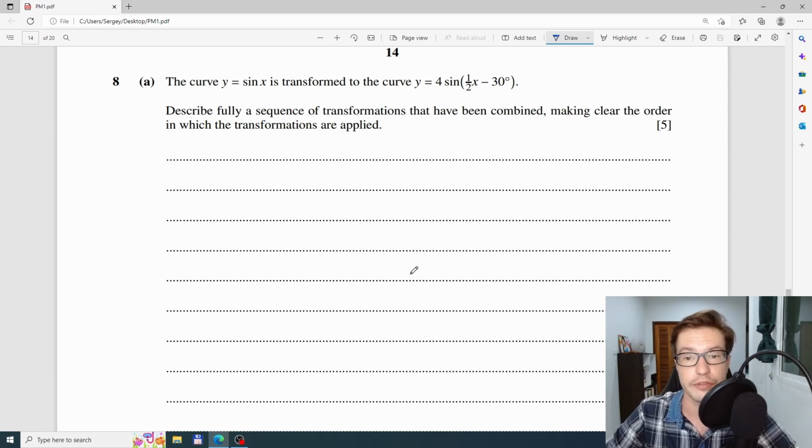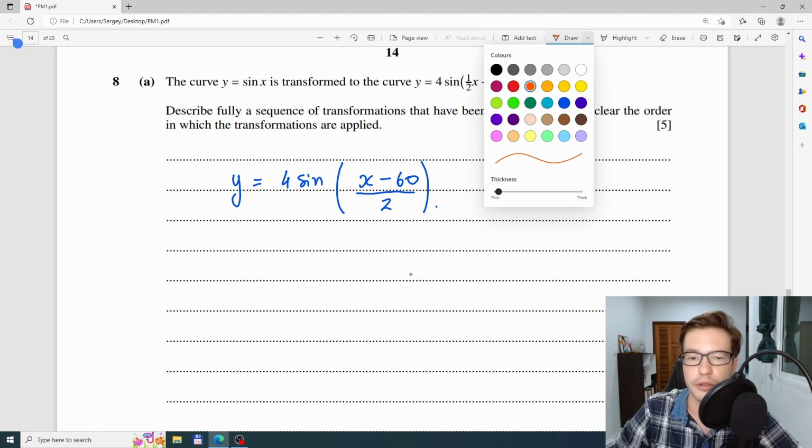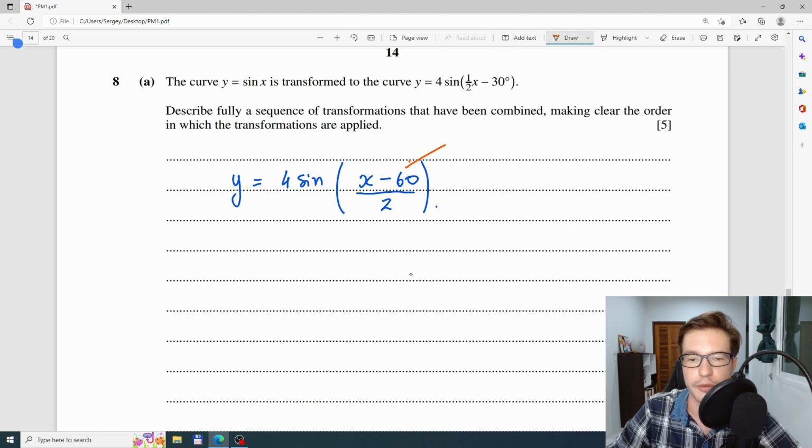Okay, the next one is about graph transformations. And to start with, I'm going to combine half x minus 30 as one fraction. So I'll get 4 times sine of (x minus 60) over 2. And now I can start describing transformations. And it's very important to keep them in order. So the first one is going to be, well, x minus 60. That's the way you would calculate it if you were given a certain value of x. So it's going to be the first one.